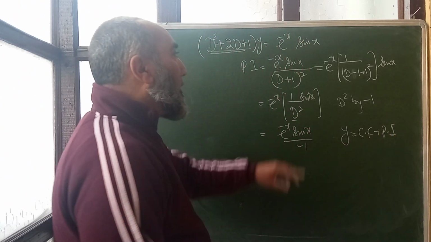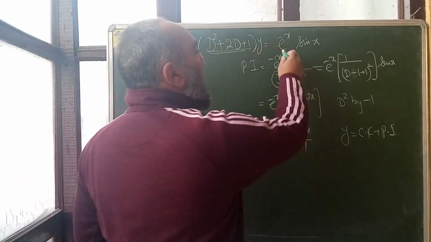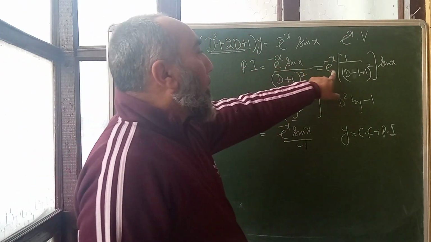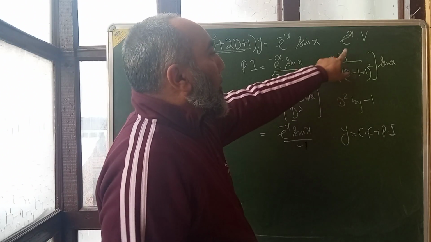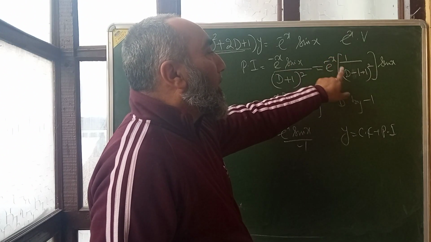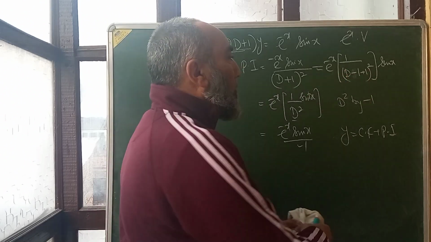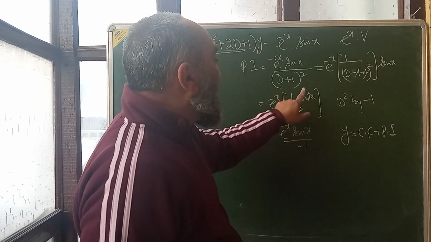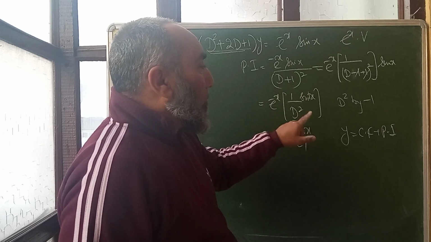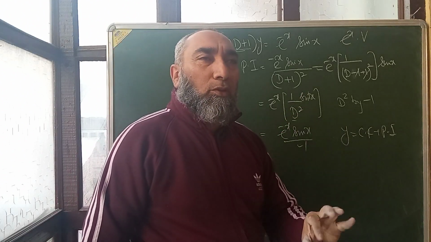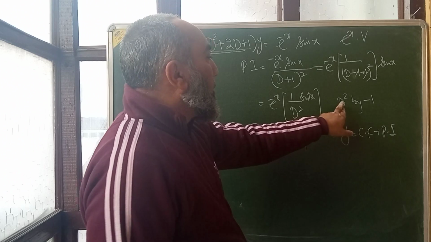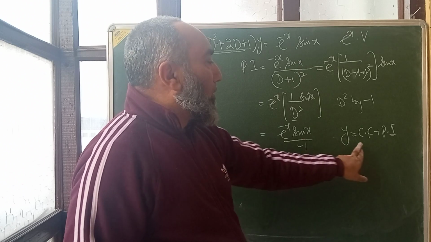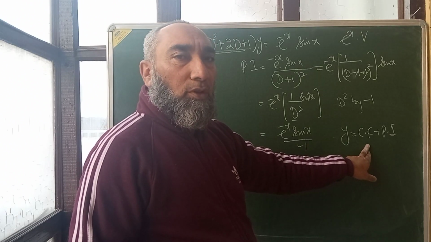Let me explain it again. You have a product of two functions, e raised power ax into v, where v is some other function of x. You take e to the power ax out and replace D by D plus a, which is D minus 1 plus 1 whole square. The 1 and 1 go, and you operate it on v. V is x sin x. So this is sin x by D square. The rule is that for sin ax upon D square plus a square, you replace D square by minus a square, so D square becomes minus 1. So the solution is this, and the final general solution is complementary function plus particular integral.